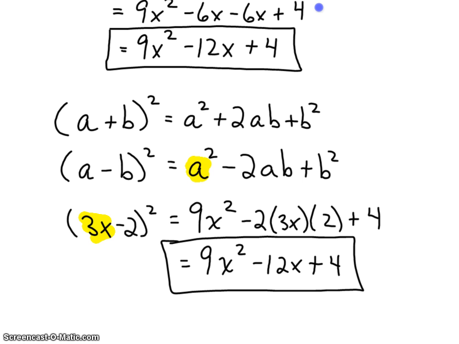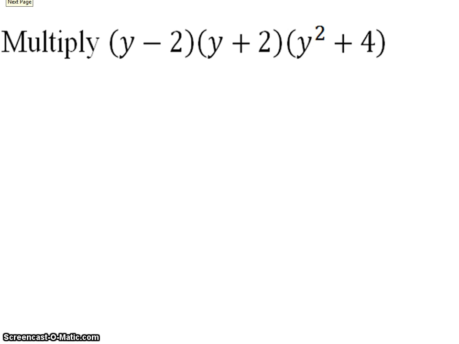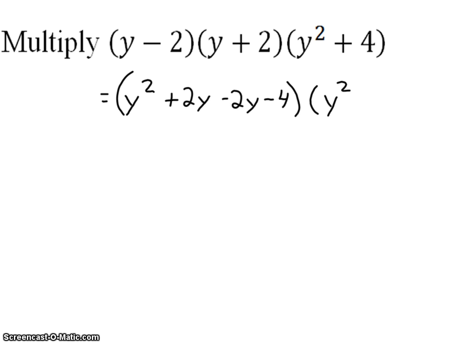Okay, let's look at a third example real quick. Now we're multiplying 3 binomials. Now what I would do here is I would multiply the first 2 and then keep the y squared plus 4. So y times y, y squared, plus 2y, so these are the outers, minus 2y, that's the inner terms, and then minus 4. So I just multiplied the first two binomials, and then y squared plus 4. We're just bringing that down.